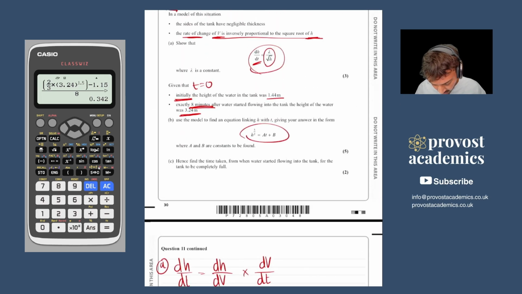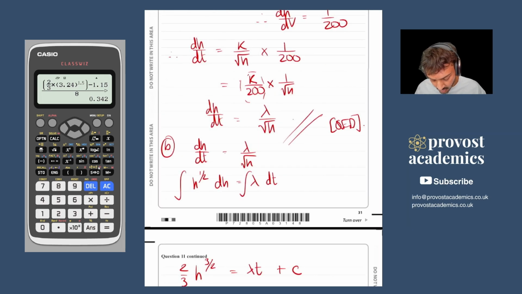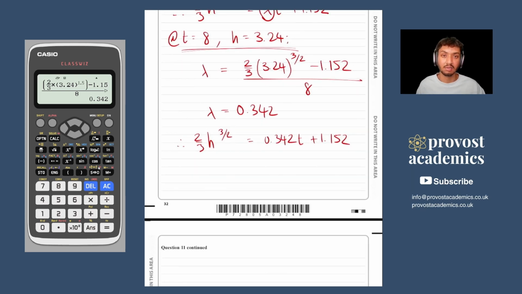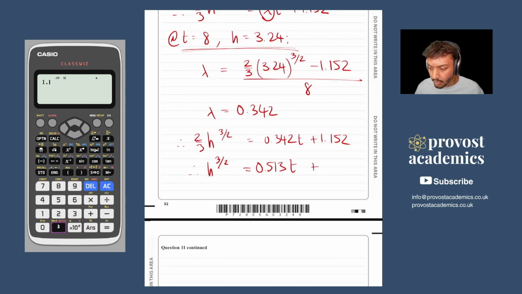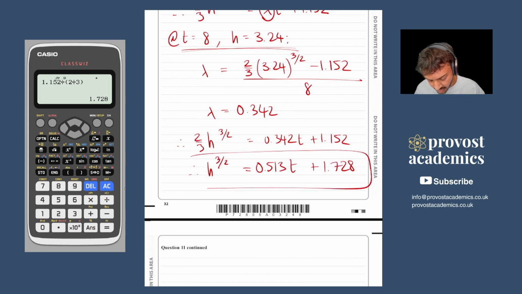And they want it, I think, in just, yeah, they just want h on its own. So if they want h on its own, I just need to basically divide everything by 2/3. So therefore h to the power of 3 over 2 equals, dividing by 2 over 3, 0.513t plus 1.152 divided by 2 over 3, 1.728. And that's my answer.